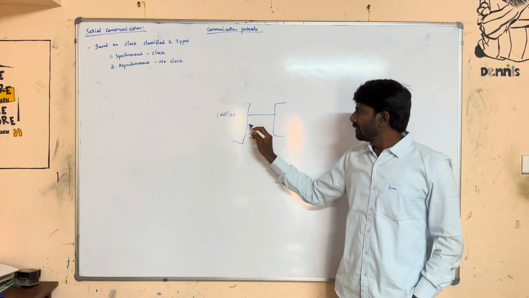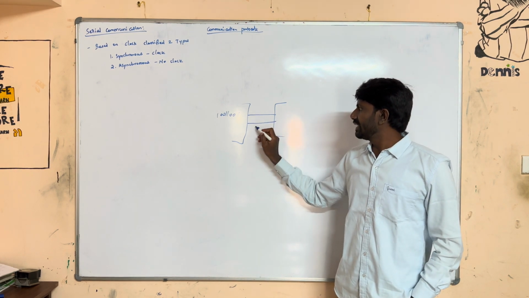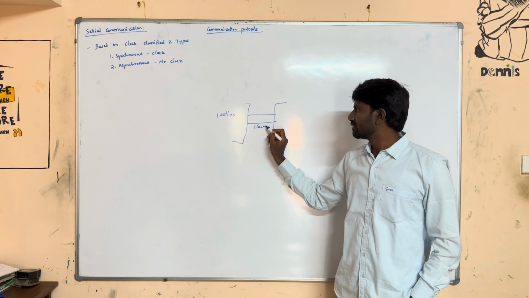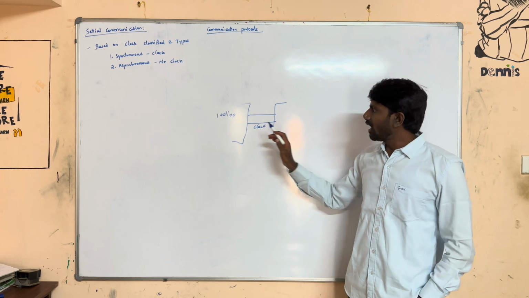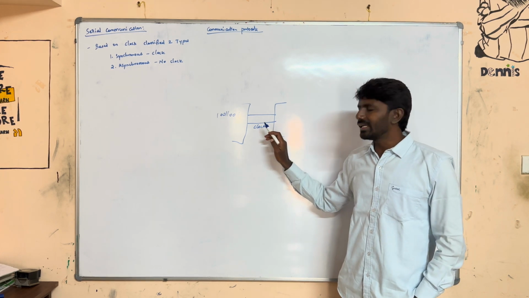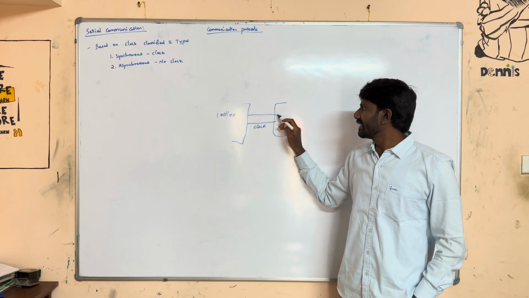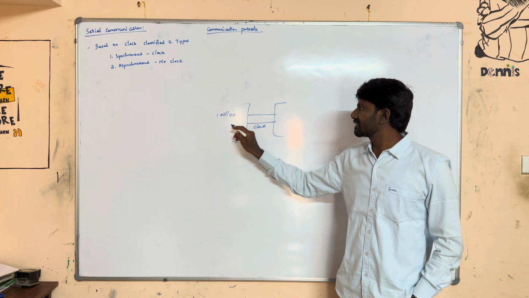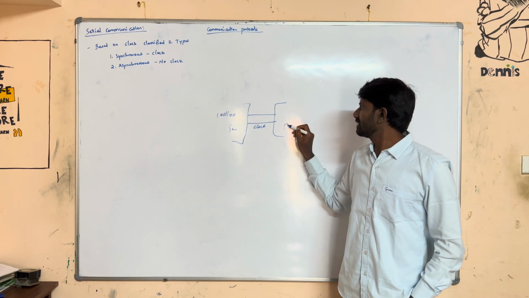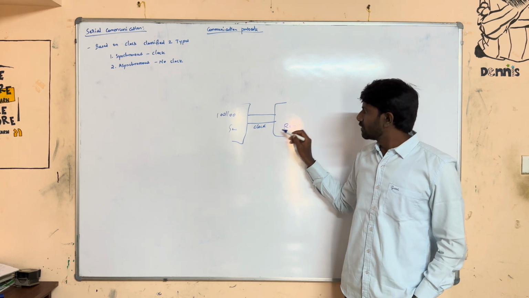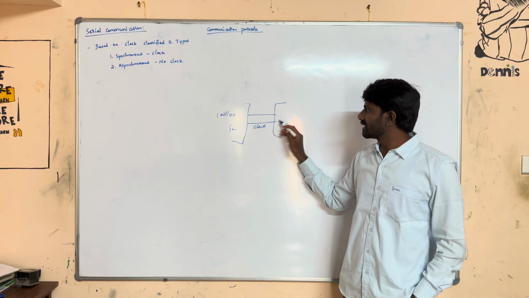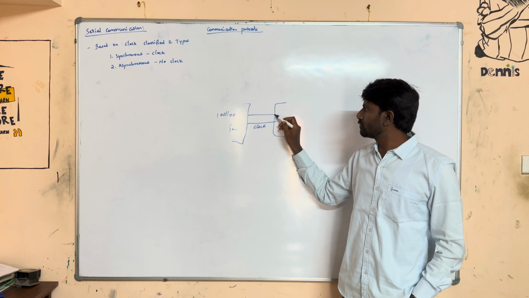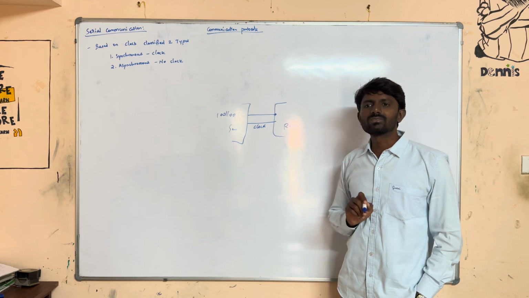Now, if you have one more line, this line is called a clock line. The clock line is used to inform, on the data line, this guy is the sender and this is the receiver. So the clock line will tell at what time the receiver has to take the data at this place.